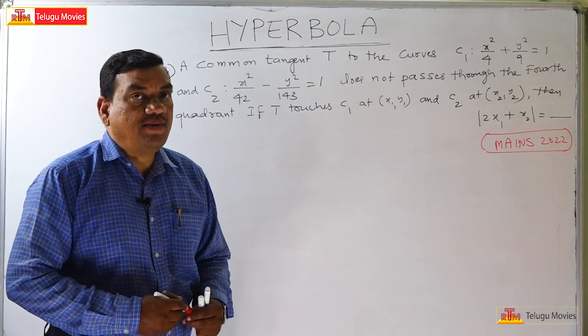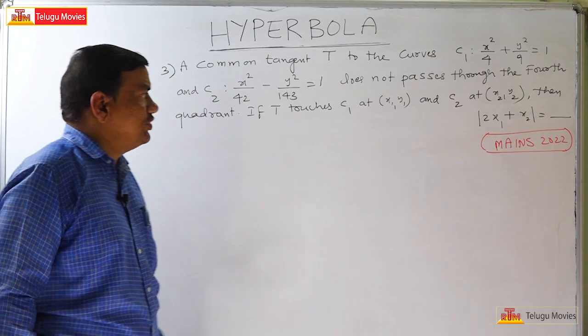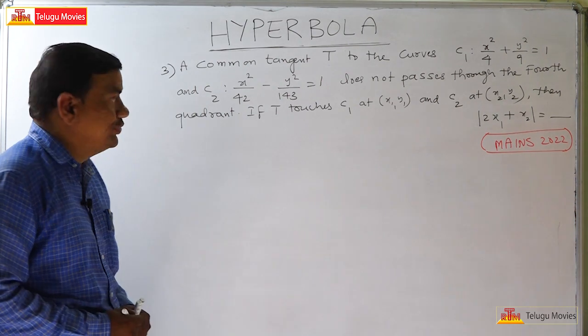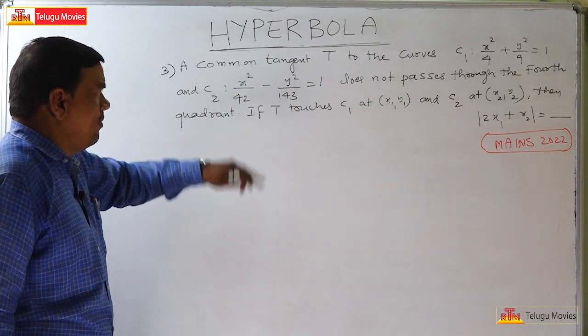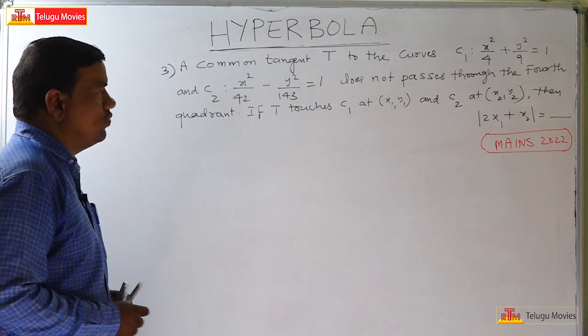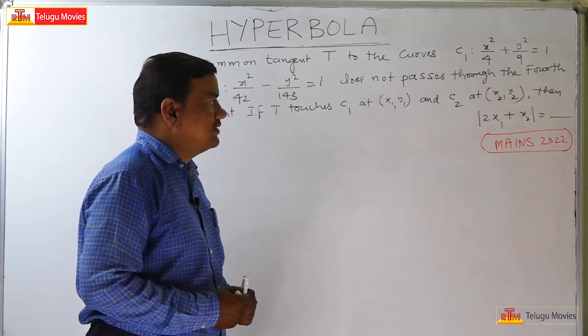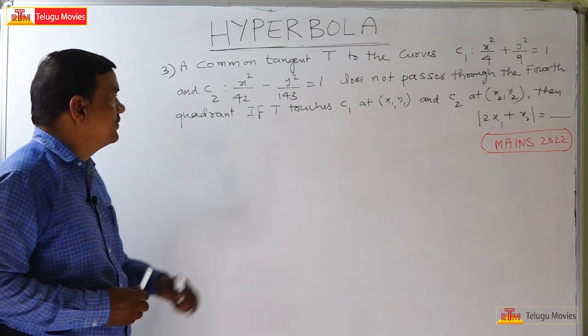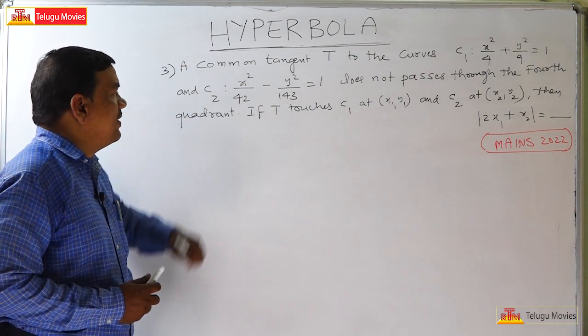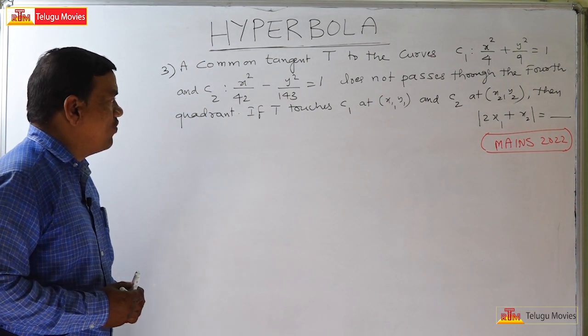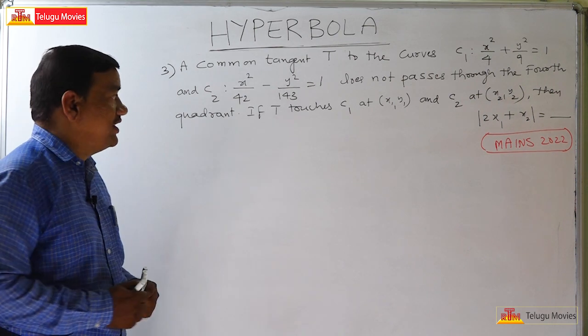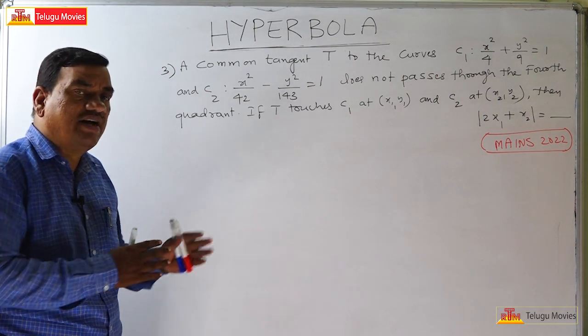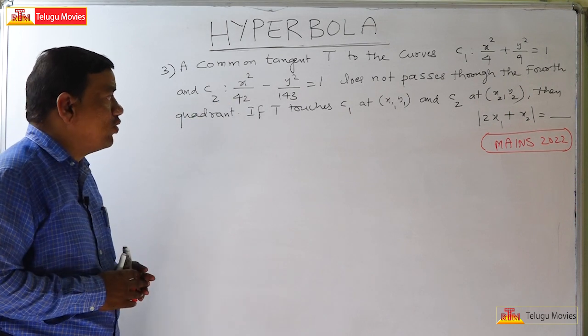Hi students, welcome to this third problem. So it is also given in 2022. So see here, a common tangent T to the curve C1, x square by 4 plus y square by 9 is equal to 1, that is an ellipse equation, and C2, x square by 42 minus y square by 143 is equal to 1. This is a hyperbola equation. So the T is a common tangent for both the ellipse and hyperbola.